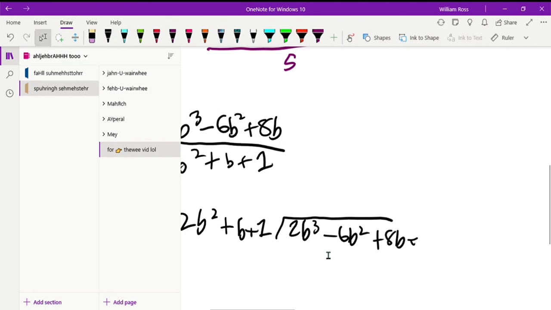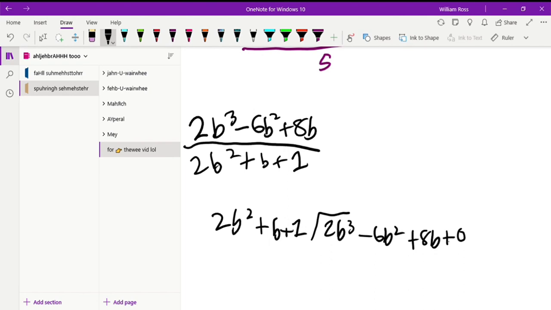And remember, if you're skipping any terms or missing anything, it will become zeros, dummy terms or zeros.